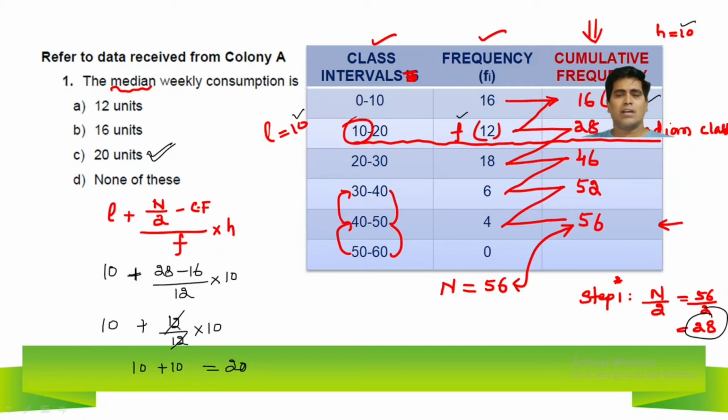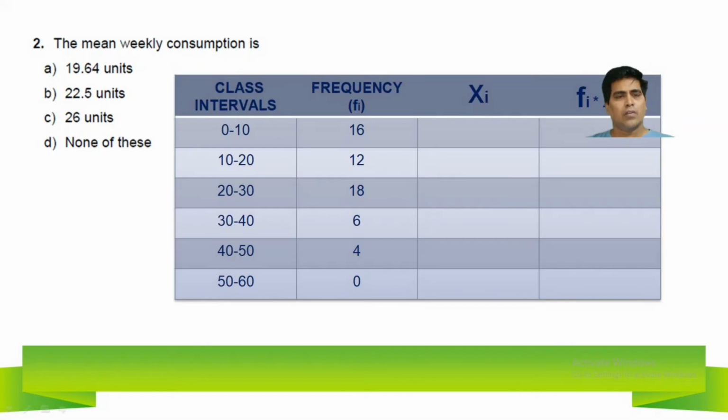So let us see the other question also, what it is asking. Question number 2. Same, this is about colony number A. That is 56 families. The mean of weekly consumption, the average consumption of the families, is how much?